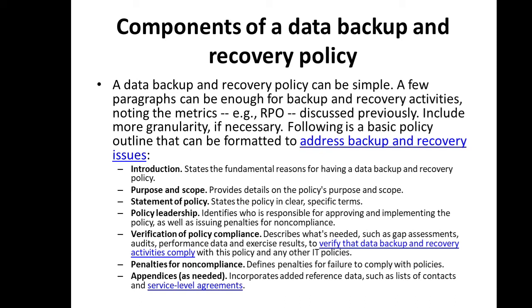Following is the basic policy outline that can be formatted to address backup and recovery issues. So your backup and recovery policy first should have the introduction. The introduction states the fundamental reasons for having a data backup and recovery policy. Then the second part of your policy will be the purpose and scope. Provide details on the policy's purpose and scope. The next, of course, will be the statement of the policy. It states the policy in clear, specific terms.